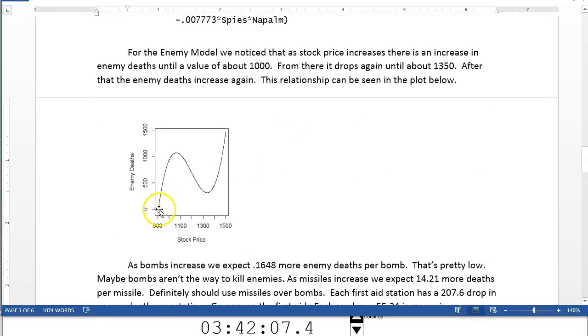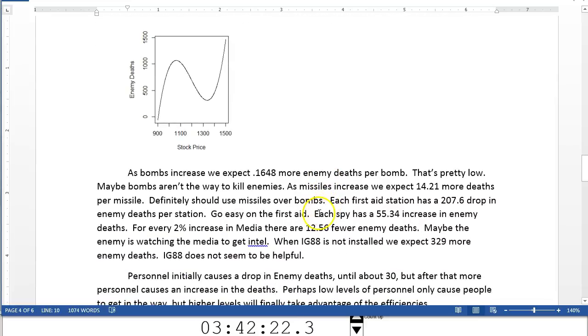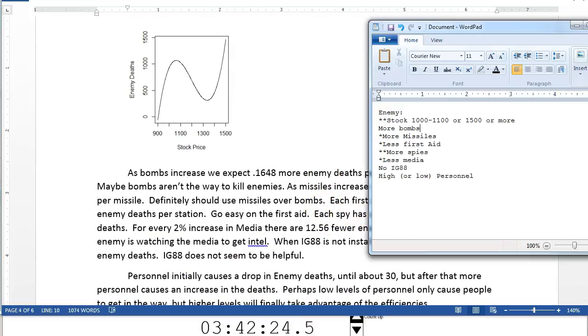Well, let me show you again. We're talking 0 to 1,000 more enemy deaths. So I gave stock 2 stars to say, yeah, this was a big deal. More bombs, but bombs was kind of not so much. More missiles and less first aid. Spies seemed to have a lot. Where was it? Spies, 55 per spy. Okay, that seems good. Less media. So if I were to sort these, which ones make a bigger deal? Spies and stock are big deals. Bombs is going to go down as being not such a big deal.